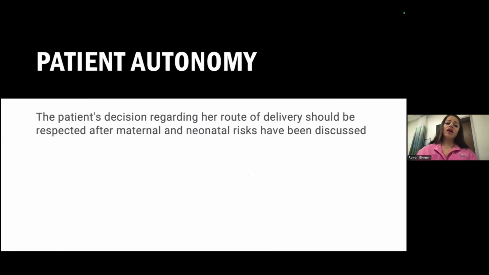Again, patient autonomy is very important. Patients are extensively counseled about their risks of transmission with HIV, but they can still choose to proceed with the vaginal delivery if they desire. So the patient's decision should be respected after they've been extensively counseled.